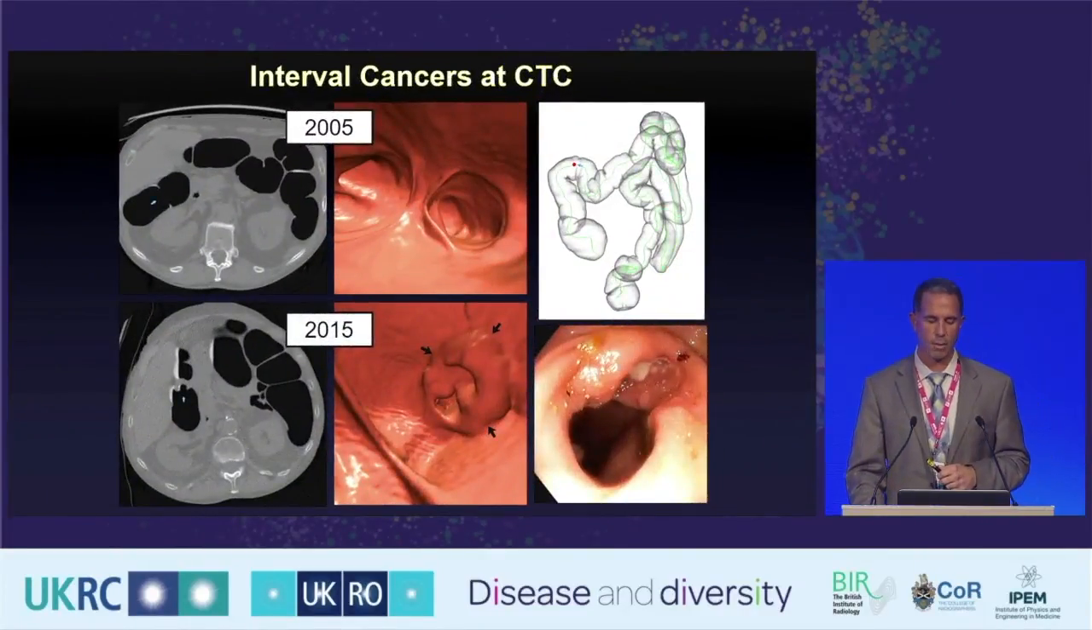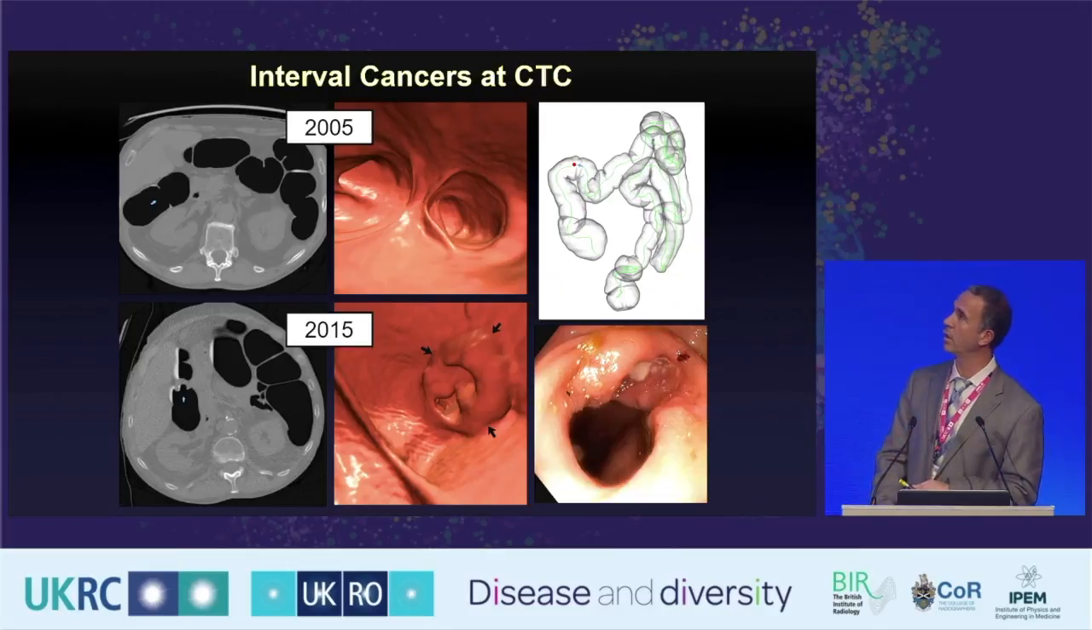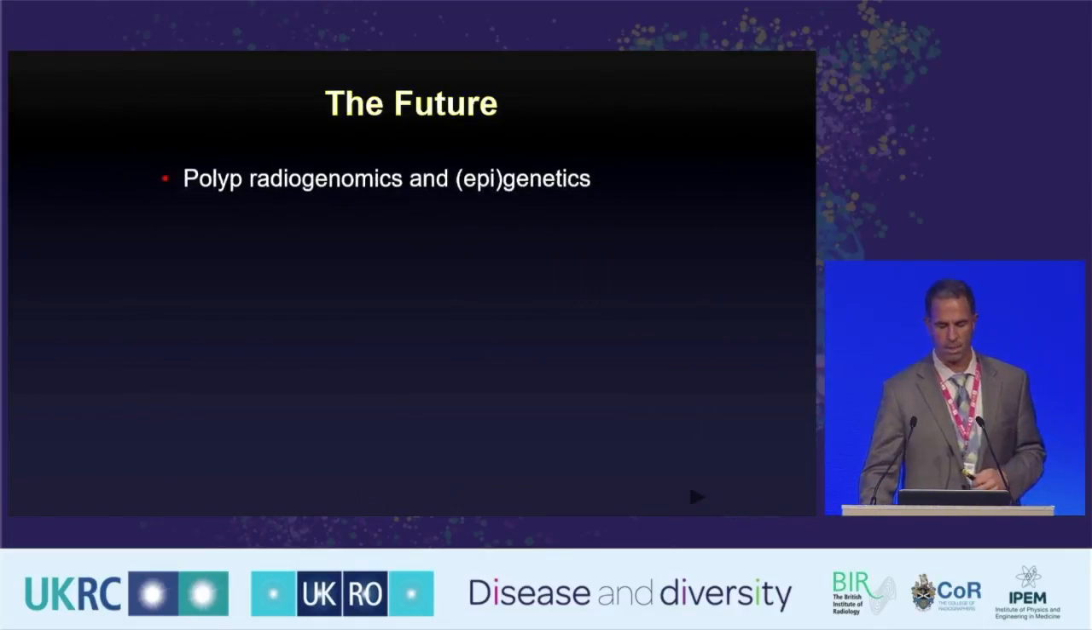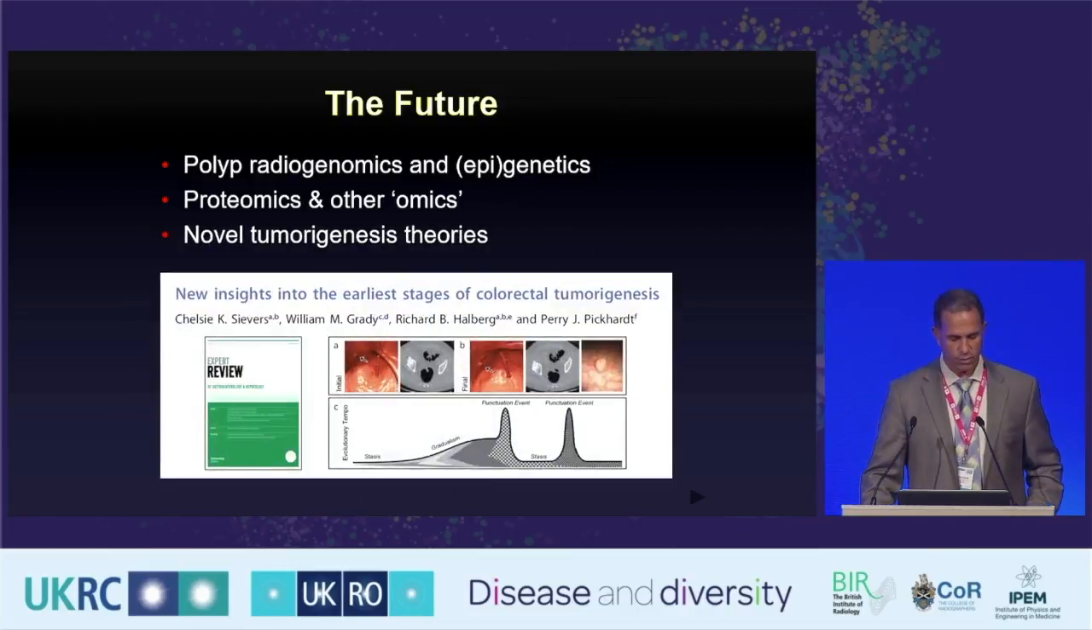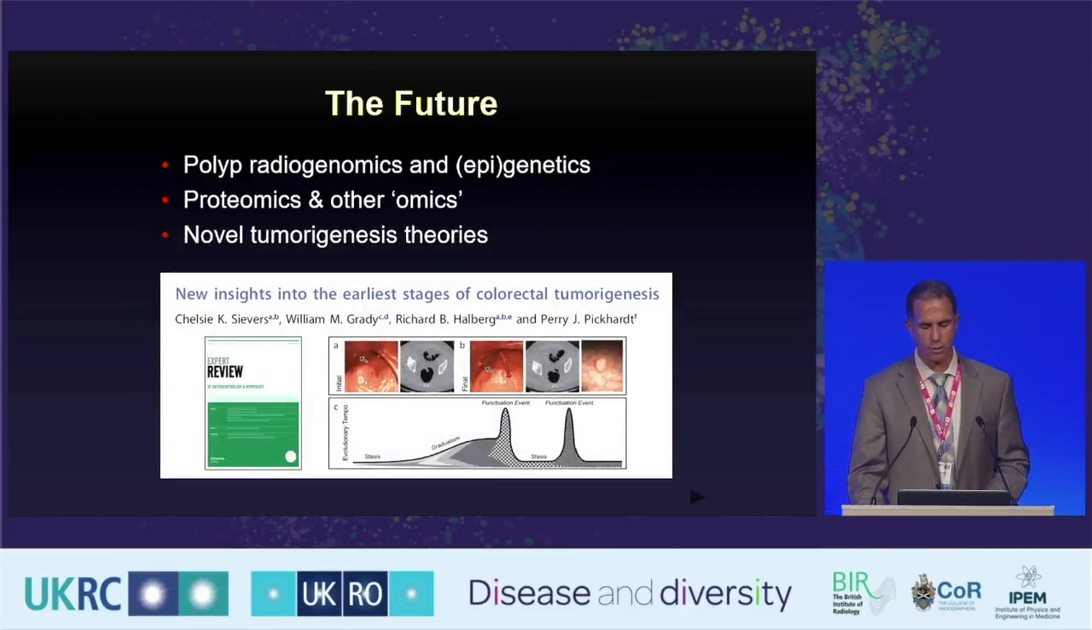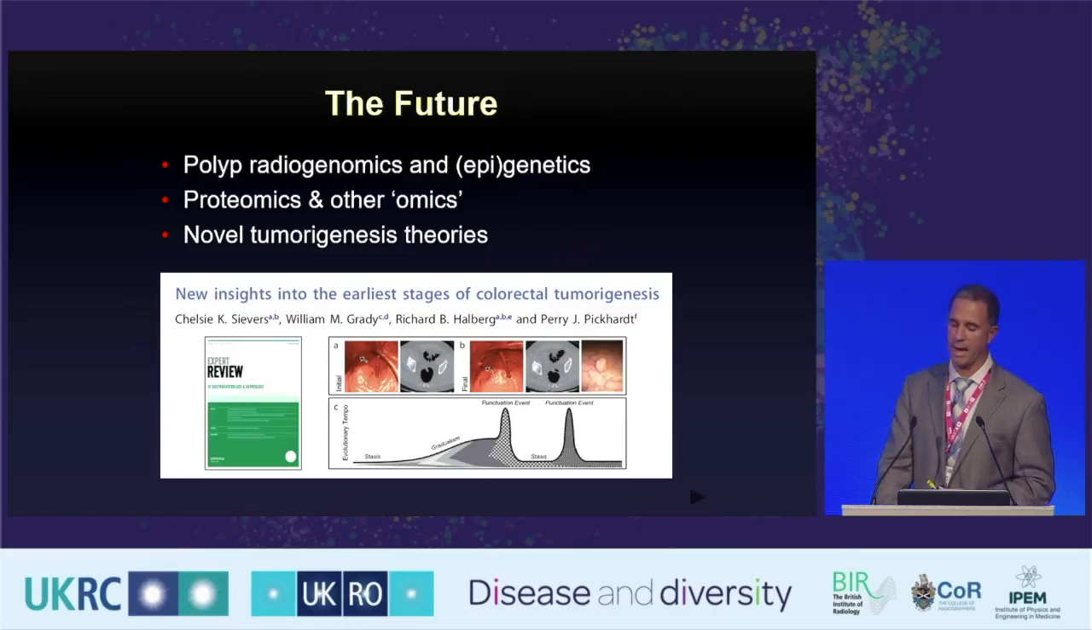This is the only case I'm aware of where we haven't been able to find a precursor. So you can see here in 2005, we're looking at the exact same area. There's a cancer 10 years later that I just can't see any precursor lesion. So take that for what it's worth. So I'm going to just flip through the future in a few slides and then we'll be done.